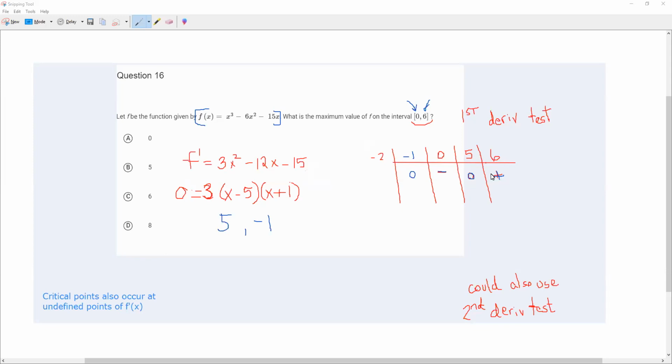And the last reminder is that you could also use a second derivative test to know if critical points are maximums or minimums.